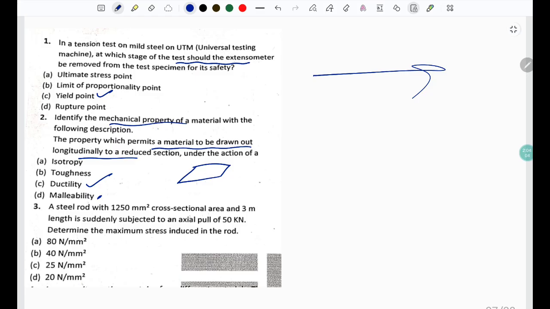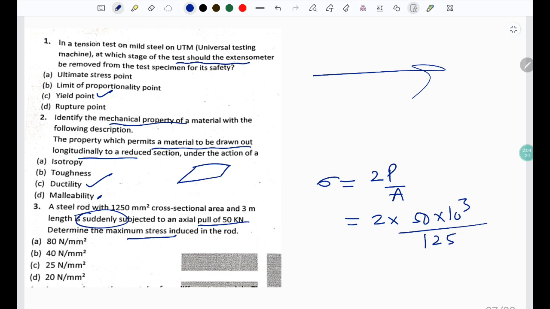Okay, steel rod has an area, length, axial pull, maximum stress. Since they have mentioned that it is suddenly applied, sigma stress is given by 2 times P by A. That will be 2 times load, 50 times 10 to the power 3, and the area is 1250, 10, 25. I can write it as this, 480 Newton per mm square.